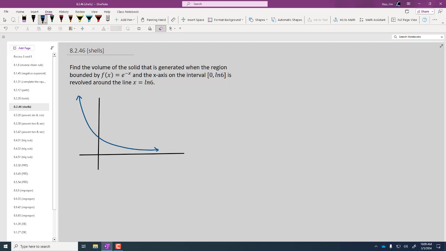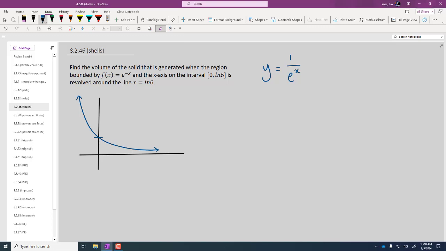Think about in your head, if you plug in x equals 0, it goes right through 1, right? e to the 0 is 1. And then as x gets bigger, if you wanted to, you could write it as 1 over e to the x. As x is getting larger and larger, the denominator is getting larger and larger, so the fraction values are shrinking to 0. So it has that look to it, exponential decay.